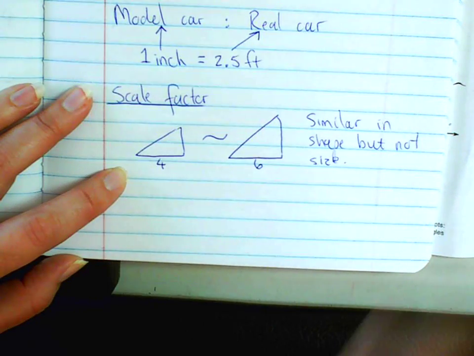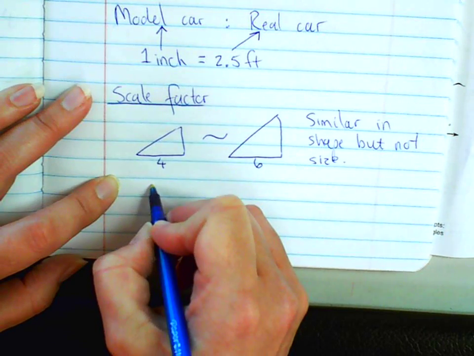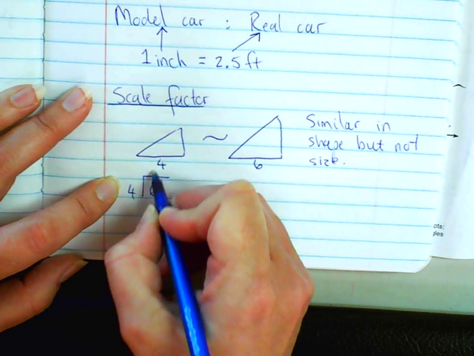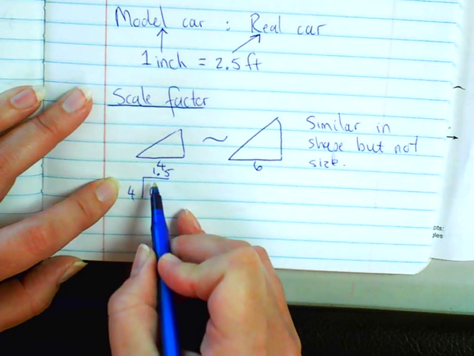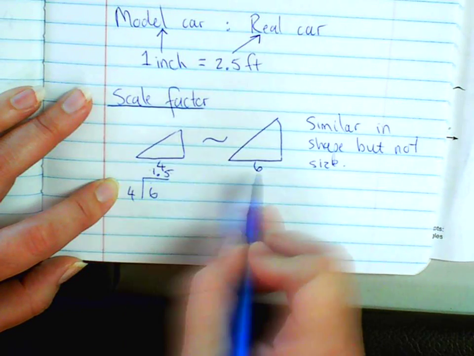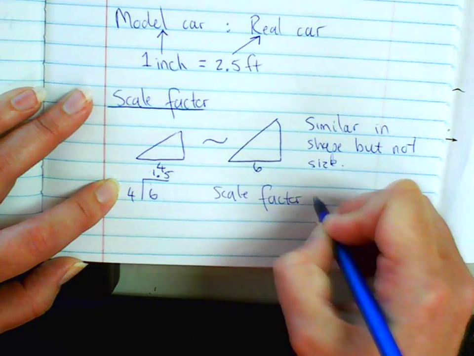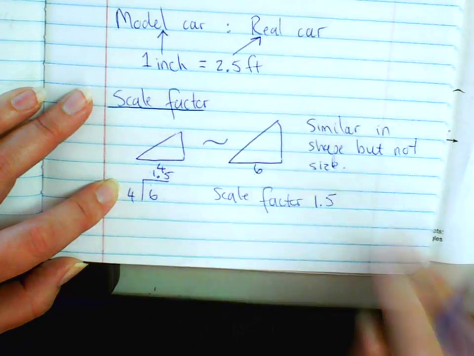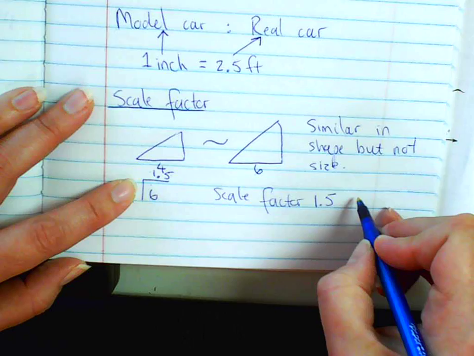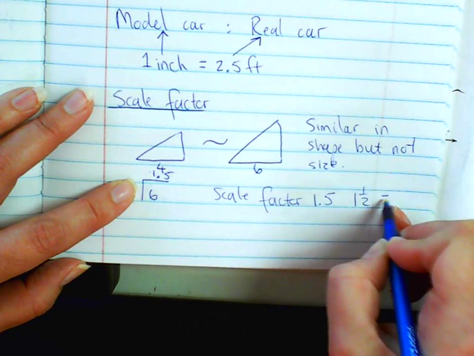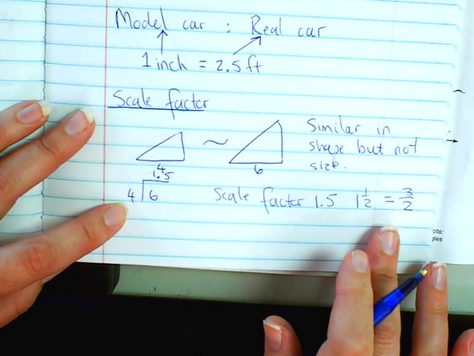Now, if I do this properly, I can set up a division sum that does this. 6 divided by 4, and that's 1.5. So you know that 4 had to be multiplied with 1.5 to get 6. So my scale factor is 1.5. Okay? 1.5 is also 1 1/2, which is also 3/2. This is important.